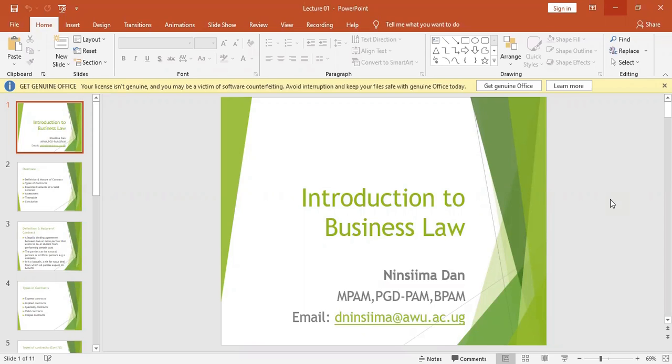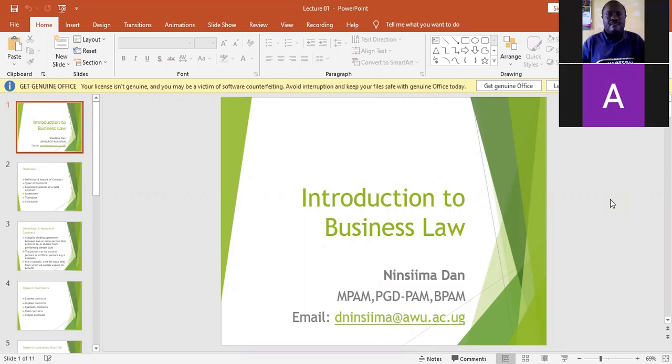Now we are back to business, and it is a continuation of the law of contract. Last time we looked at the definition of a contract. We defined a contract. We looked at types of contracts. We looked at essential elements of a valid contract. We also looked at remedies for the breach of a contract.